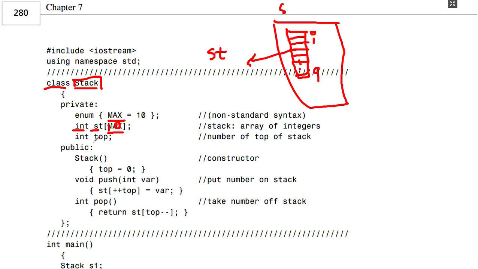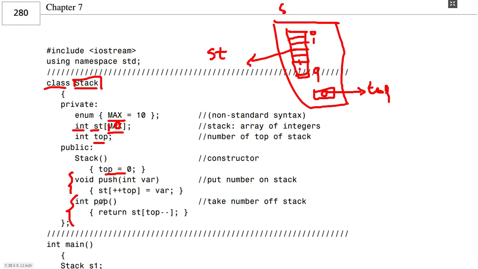Then what happens next? We have another variable of type top. This is another variable, a data item in this class, with the name top. You can see from here that top is assigned the value 0 in this constructor. So initially this would be equal to 0. This is one member function. This is another member function.